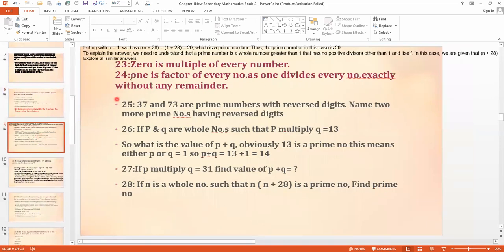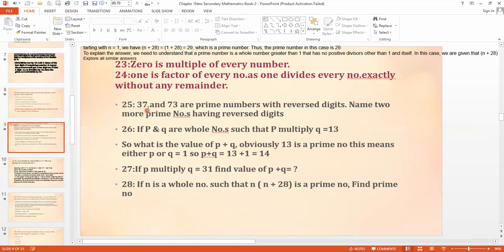Now we move towards point number 23. 0 is a multiple of every number. I already discussed it with you. Next, 1 is a factor of every number as 1 divides every number exactly. This is why 1 is a factor of every number: it divides any number exactly without any remainder.